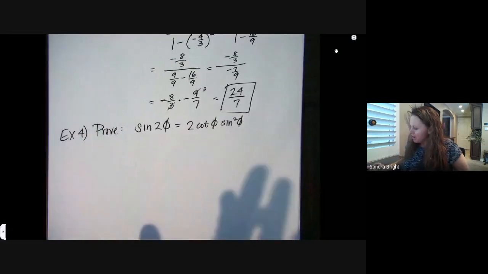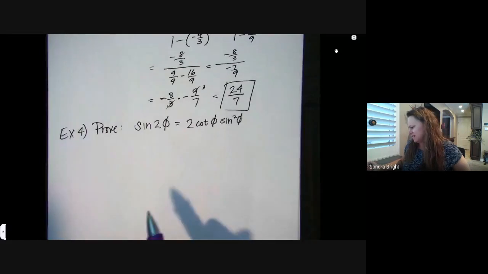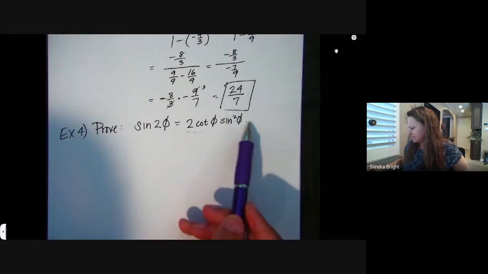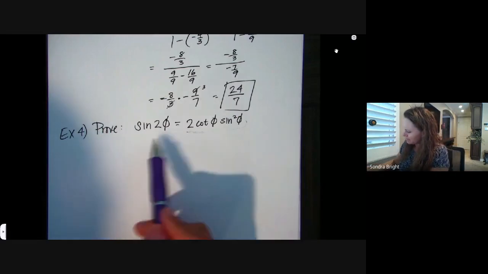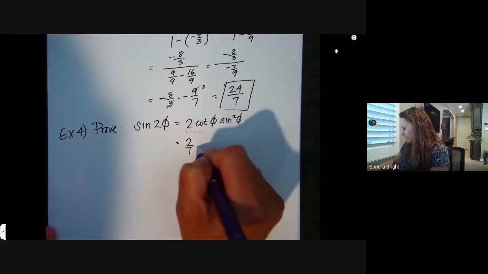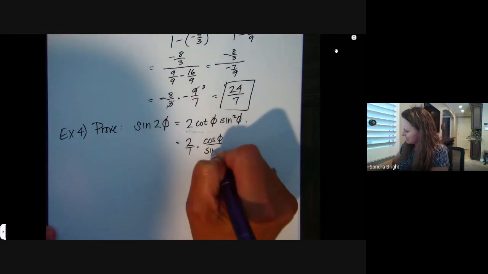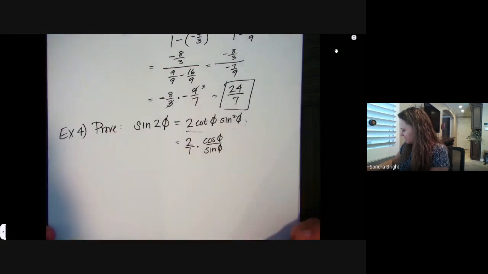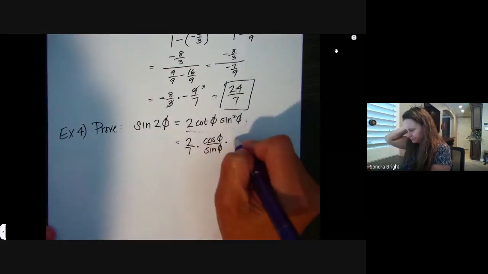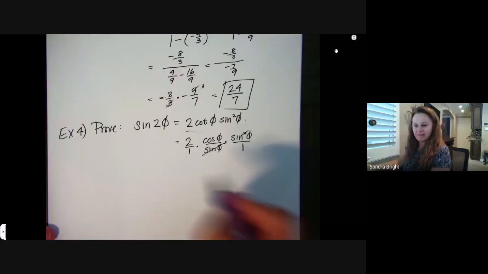Okay. Which side looks more complicated? Definitely the right-hand side looks more complicated. All right, so I'm going to write this as, I've got a 2 in front. It's like 2 over 1 times cotangent would be cosine over sine. You should know that identity. And then sine squared, and that's like a sine squared over 1. So this sine on bottom will cancel with one of the sines on top. So you're left with 2 cosine phi sine of phi.